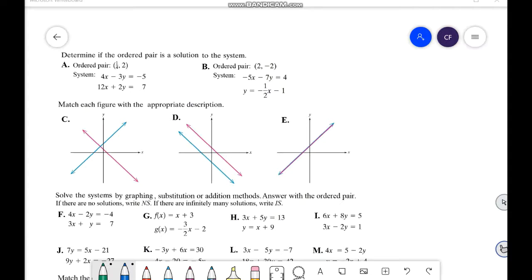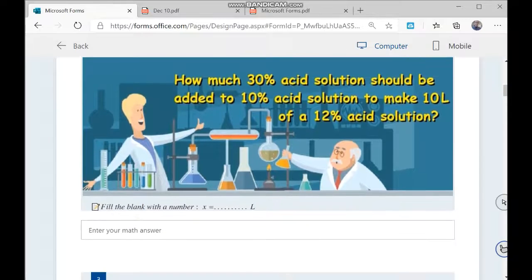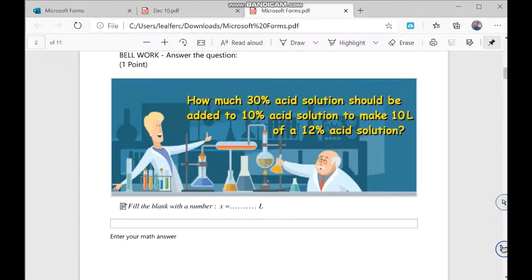Before working on the quiz, let's try the bell work, which is the first question of tomorrow. What do you think is the right answer for this question here? How much 30% acid should be added to 10% acid solution to make 10 liters of 12% acid solution? To solve it, remember we talked about it, this is a problem involving mixtures.